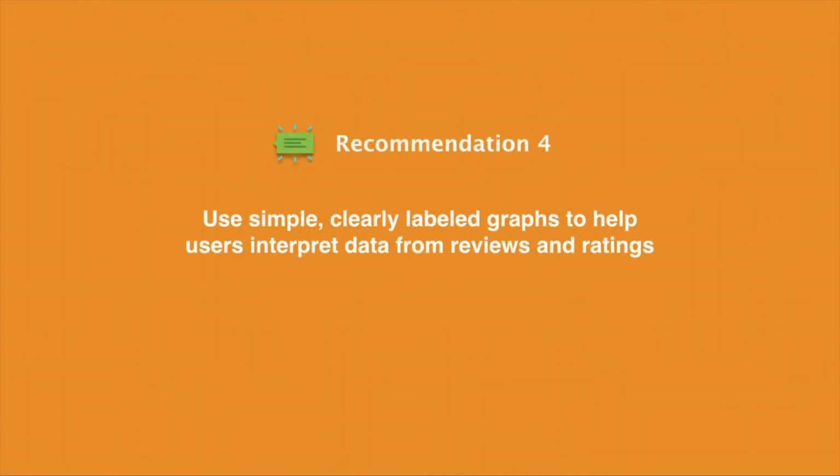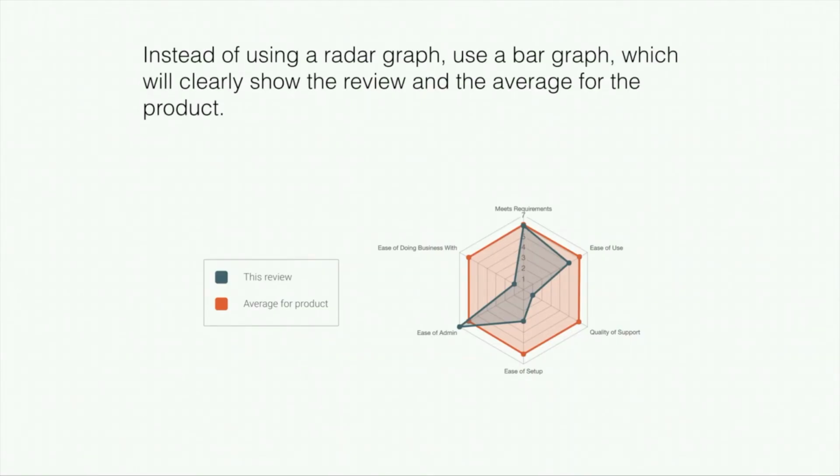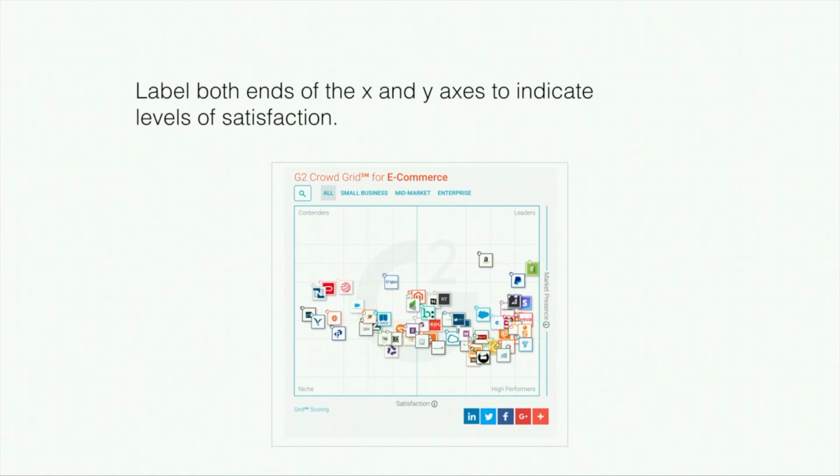We recommend that G2 Crowd simplify and clearly label their graphs to help users understand the data being displayed. For example, instead of using a radar graph to compare ratings from a single review with average ratings for all users, G2 Crowd could use a bar graph to portray the data more simply. For the grid, we recommend that G2 Crowd label both ends of the X and Y axes and remove the quadrant labels to clearly indicate levels of satisfaction.